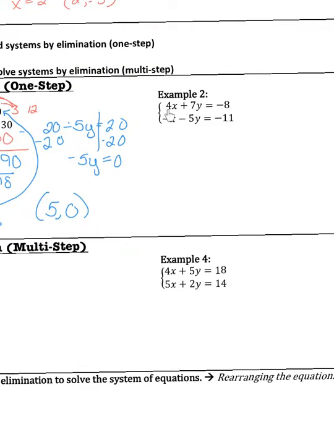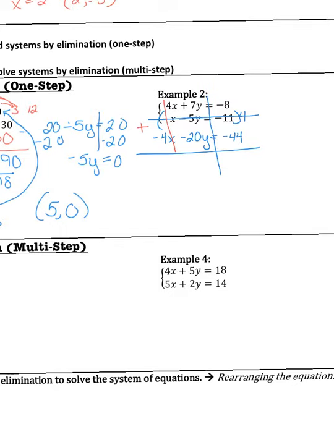Looking at the next one, I'm going to ask myself the same question. Look at my coefficients. I've got 4, negative 1, 7 and 5. Okay, 7 and 5 aren't really good to work with, but I could easily manipulate the 1 to become a 4. I can multiply it by 4. So 4 times negative x is negative 4x, times the 5 is negative 20y, and times the negative 11 is negative 44. Then from here, I'll decide to add, because that's what will cancel my x's.